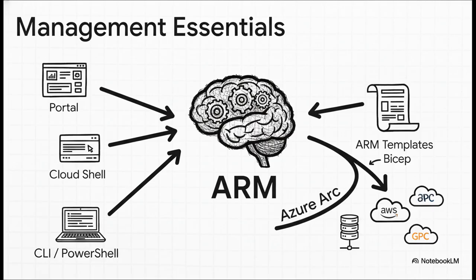ARM, the central management brain for all requests. ARM templates, those are your declarative, what-not-how JSON blueprints. Bicep, the simpler, concise language that makes writing ARM templates easy. And finally, Azure Arc, it extends ARM management out to your on-prem and multi-cloud gear.